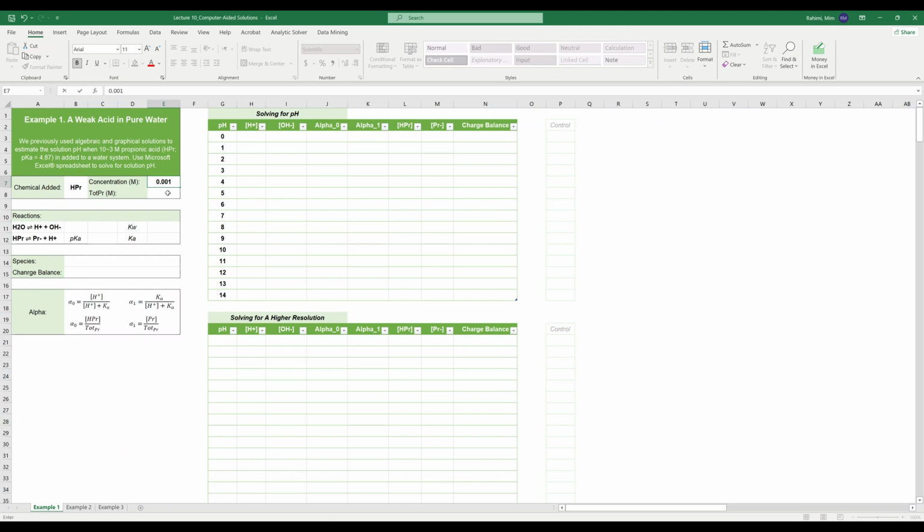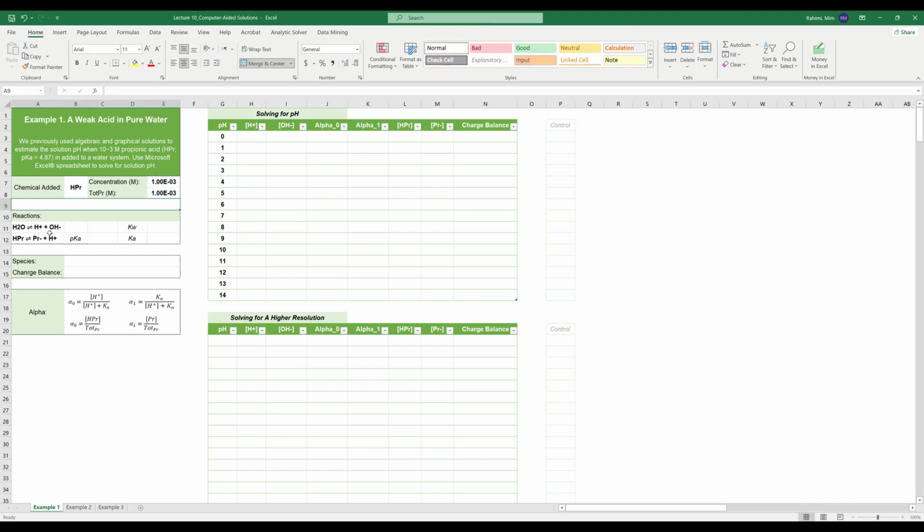And then the total PR concentration would be equal to, for every 1 mole of HPR, we have 1 mole of PR. So the total moles of PR would be equal to the concentration. So this would be equal to the concentration.